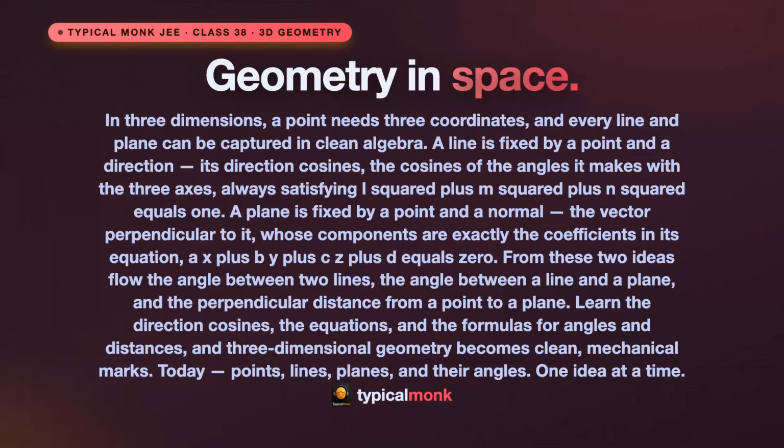In 3 dimensions, a point needs 3 coordinates, and every line and plane can be captured in clean algebra. A line is fixed by a point and a direction. Its direction cosines, the cosines of the angles it makes with the 3 axes, always satisfy l squared plus m squared plus n squared equals 1. A plane is fixed by a point and a normal, the vector perpendicular to it, whose components are exactly the coefficients in its equation: ax plus by plus cz plus d equals 0.